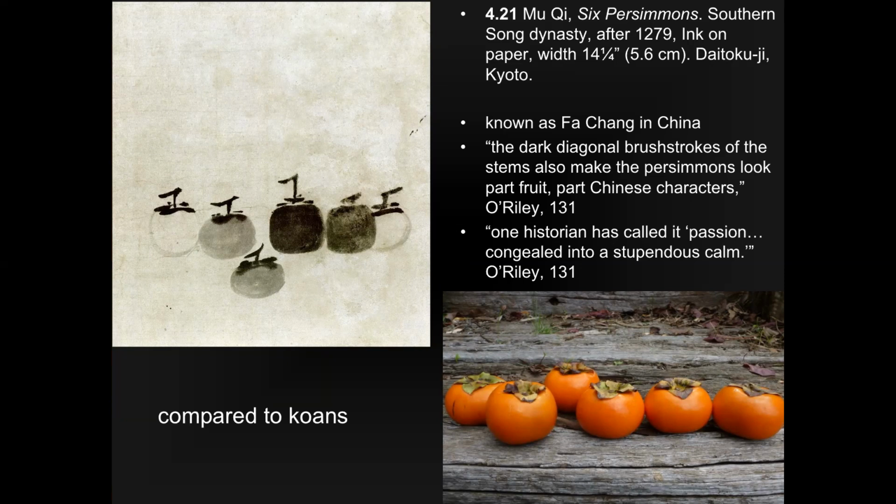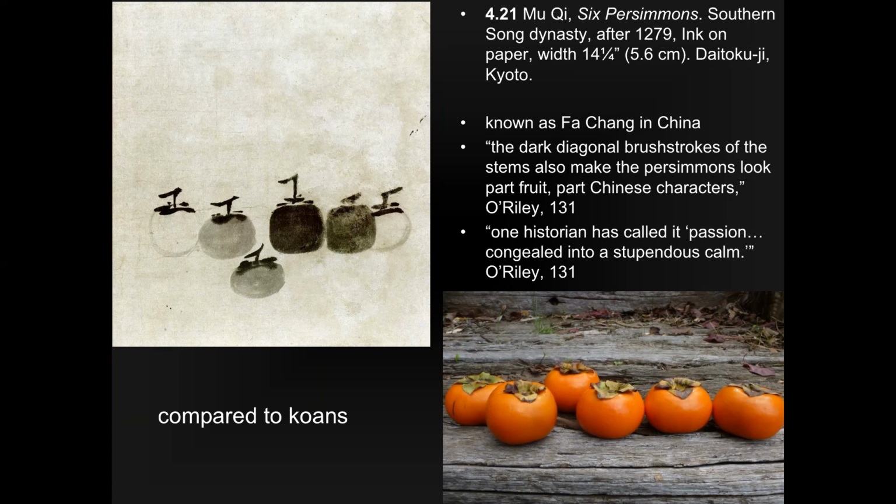But I think it can be useful to try to figure out why this piece is so interesting. So you might want to pause it and think about, why is this interesting? Whereas the six persimmons photograph isn't very interesting to most people. So if you can determine that, you can really get something going out of it. So Muqi is known as Fa Chang in China.